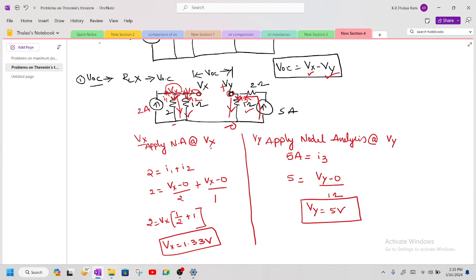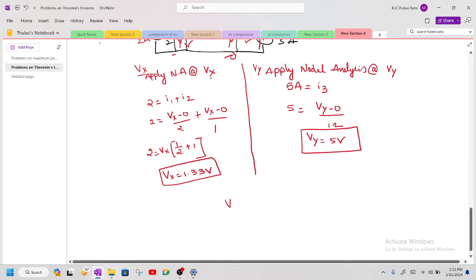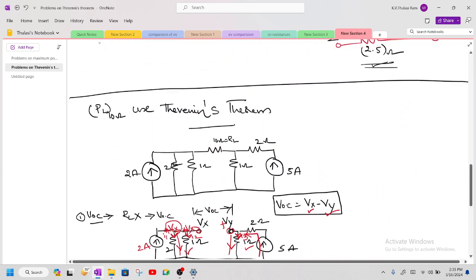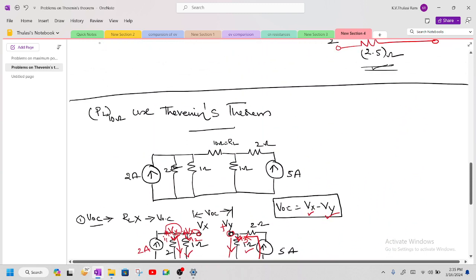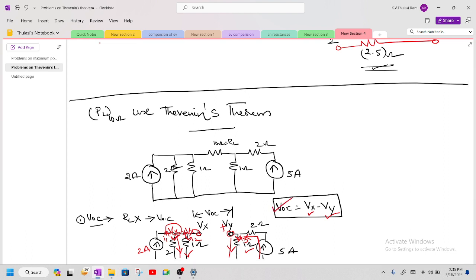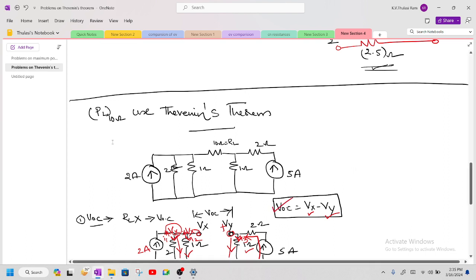Now, when you take the difference, what is the value of Voc? So the value of Voc is nothing but Vxy, which is equal to Vx minus Vy, where we are going to get 1.33 minus 5 volts. When you perform it, you are going to get minus 3.66 volts. So when you see this problem, you have got the value of Voc now. Now we require the value of R internal. Okay, so how to find out this R internal? Let us try to do it now.